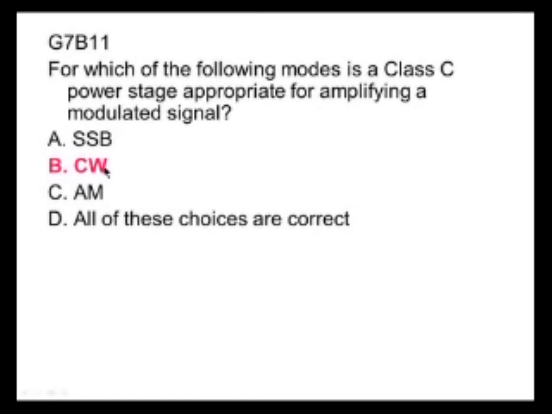And the CW is the only one here that the Class C amplifier is appropriate for, because if you put an amplitude modulated voice, either single sideband or double sideband with a carrier modulation through a Class C amplifier, the signal will be distorted. And depending on how much distortion, it may not even be understandable. But the CW, where you're not changing the envelope, just turning the envelope on and off, can go through a Class C amplifier without distortion.